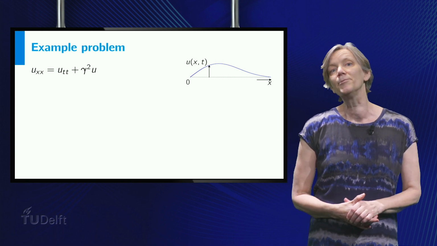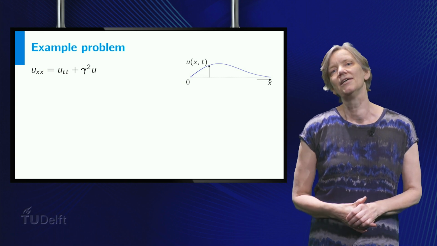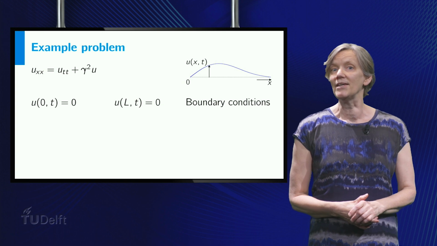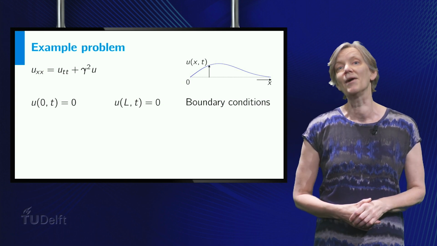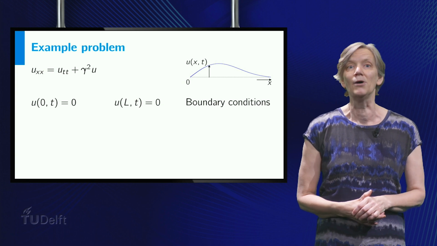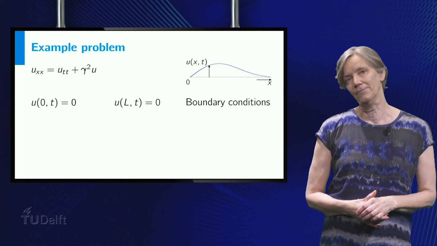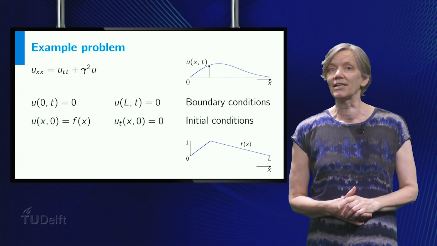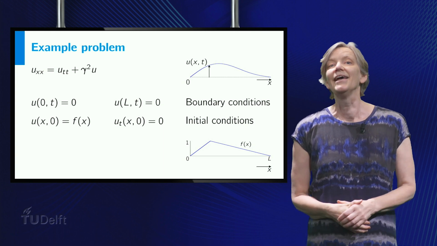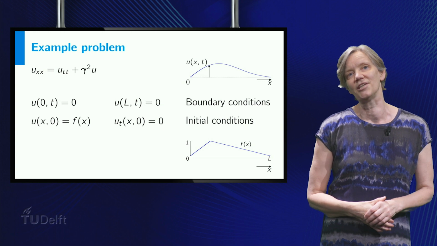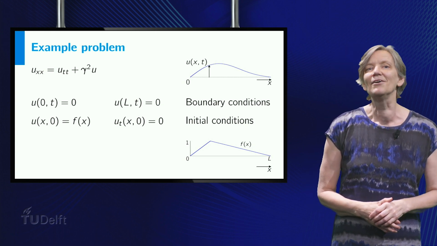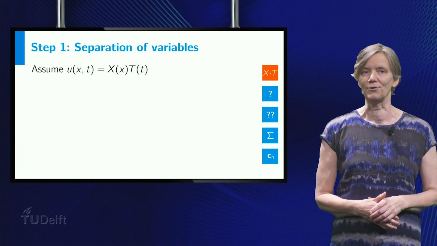Variable u is the vertical displacement. It is a function of position x and time t. The PDE is second order in x, so it needs two boundary conditions. Here the solution is fixed to 0 at two endpoints 0 and L. The PDE is also second order in time, t, so it needs two initial conditions. Here the initial velocity equals 0 and the initial displacement is given by function f. Now that the problem has been defined, we can solve it.